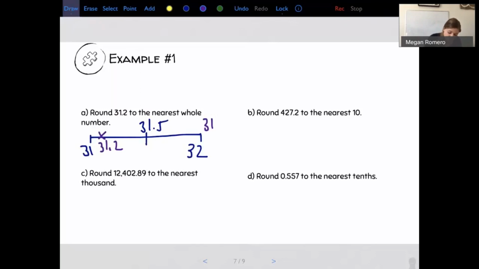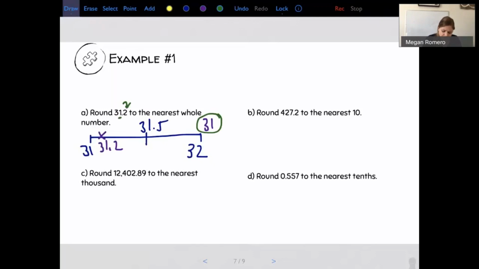Following our rounding rules or our rounding poem, we're asked to round to the nearest whole number. 31, we look next door. It's 0 to 4, so we just leave it the same. So our final answer is 31. Whatever place value you're asked to round to is where your number stops.